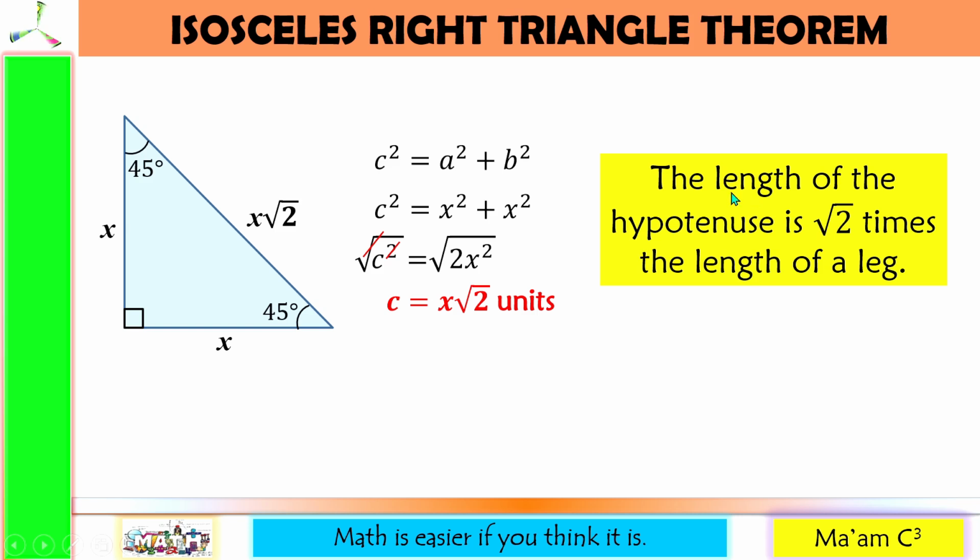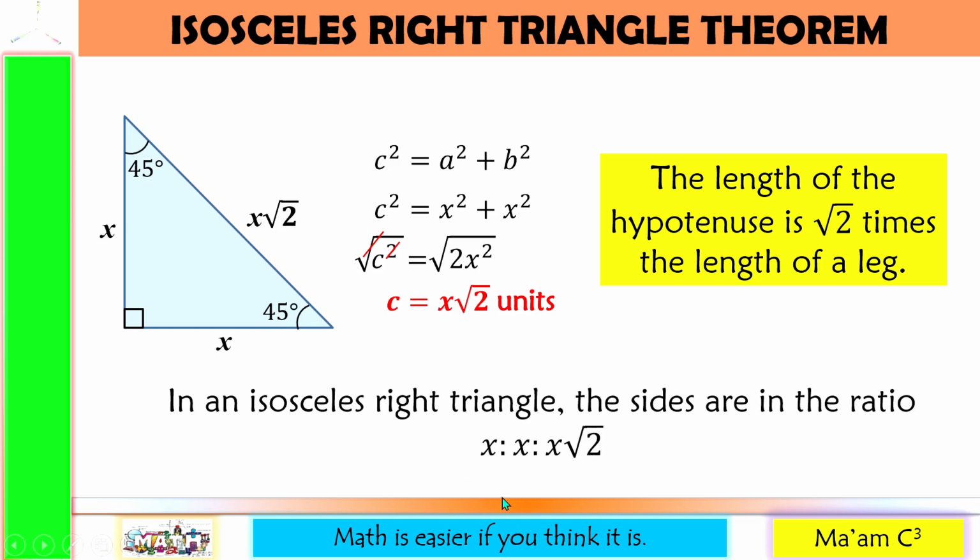And this is correct because it says here the length of the hypotenuse is square root of 2 times the length of a leg. Our leg measures x, multiply it with square root of 2, we have x square root of 2. This is the length of the hypotenuse. It is also good to note that in an isosceles right triangle, the sides are in the ratio x : x : x square root of 2. It means if we are given one side, the other side measures the same. And for the hypotenuse, simply multiply one side by square root of 2.